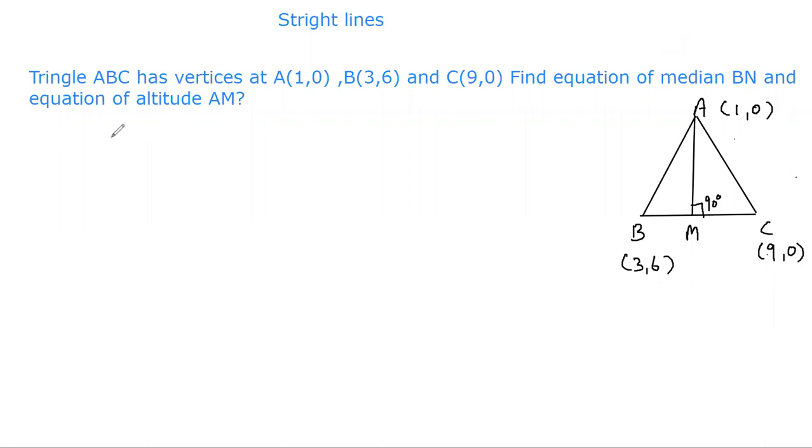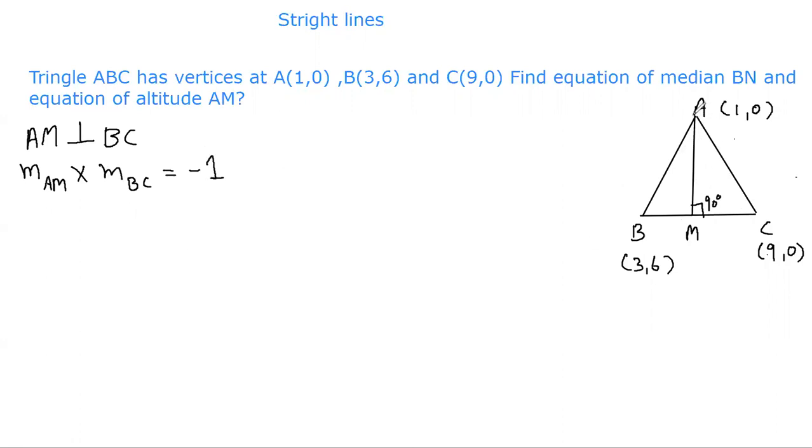So we know what is called the altitude. Altitude is a line which cuts the opposite line at a 90-degree angle. Means we can say AM is perpendicular to BC because it is cutting the opposite line at a 90-degree angle. So AM is perpendicular to BC. It means if two lines are perpendicular, then the product of the gradients is equal to negative one. So we can write the gradient of AM and the gradient of BC, their product will give us negative 1.